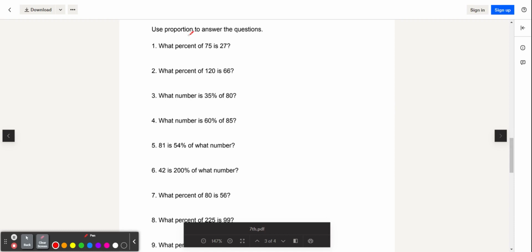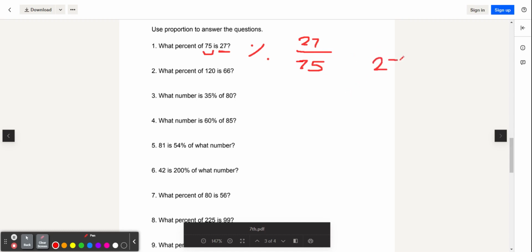This page uses proportion to answer the questions. What percent of 75 is 27? So we want to know the percent for this. In other words, if you got 27 problems right out of 75, what percent did you get? What is your grade? A very low grade in this example, but all we need to do is perform this division.